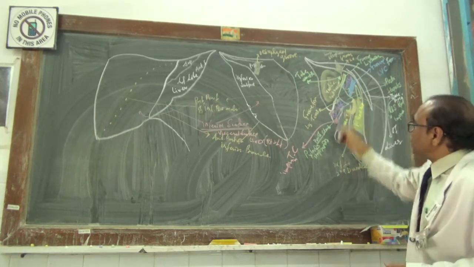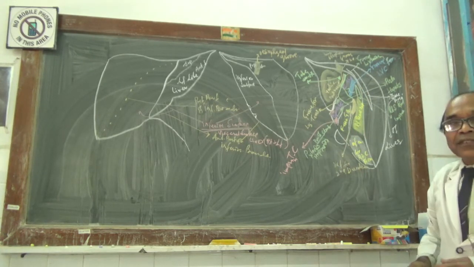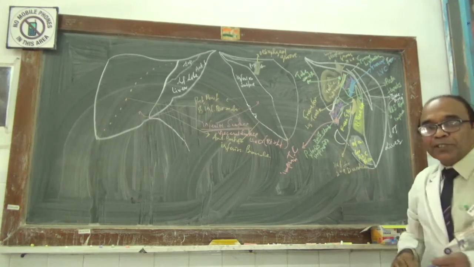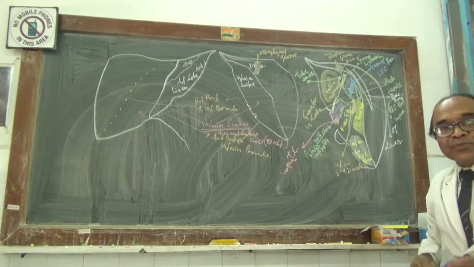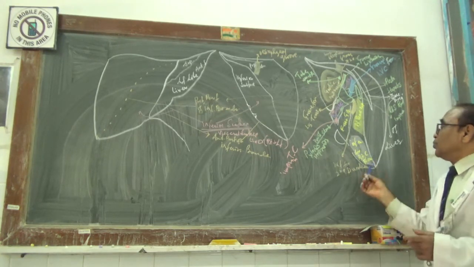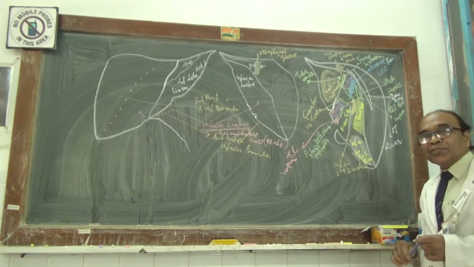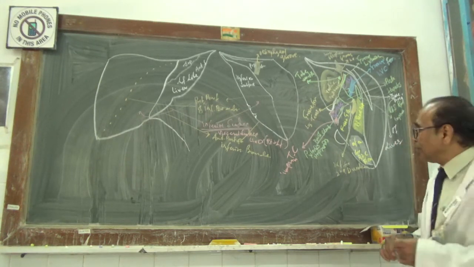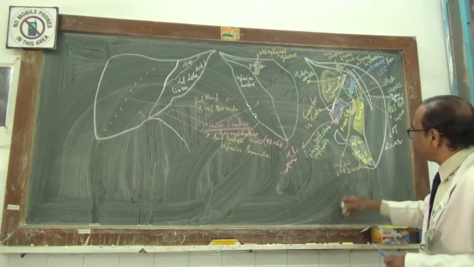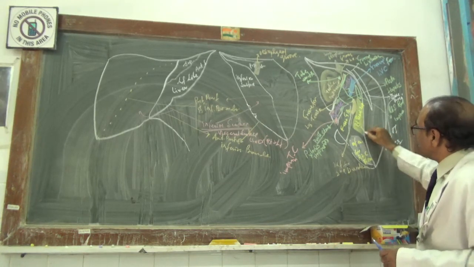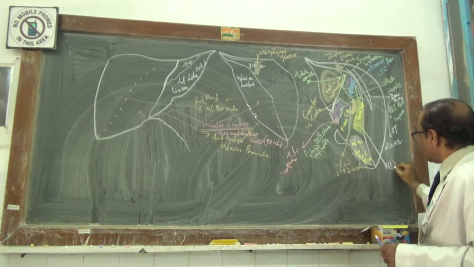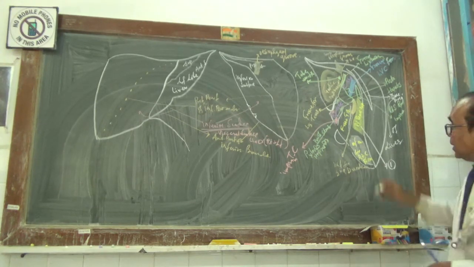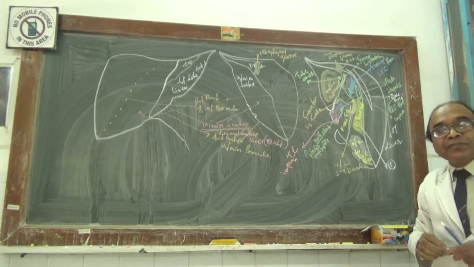Now we have to deal with the inferior surface of the right lobe of the liver, which is part of the inferior surface of the liver in general. Now this inferior surface of the right lobe of the liver is directed downwards and a little backwards. Now it first shows the impression made by the right kidney. It is almost an oval impression.